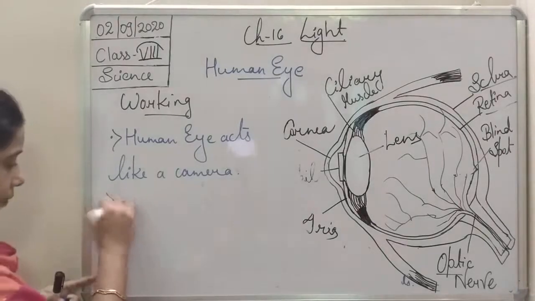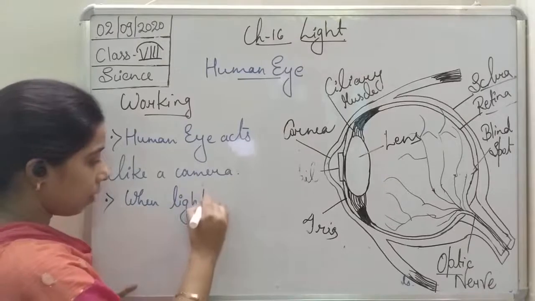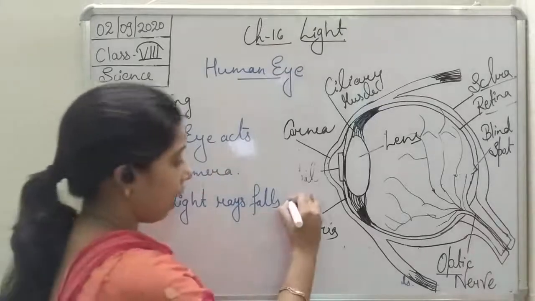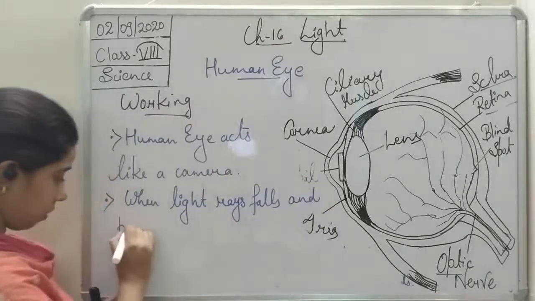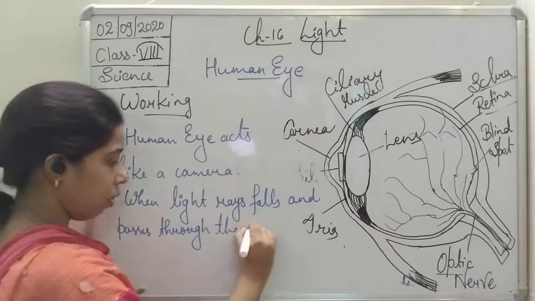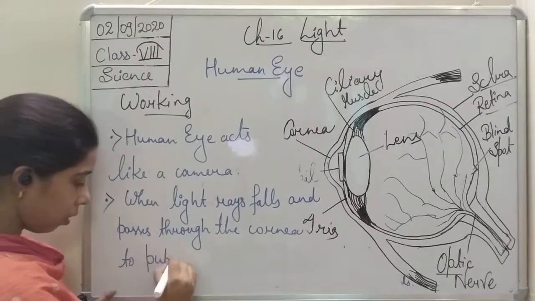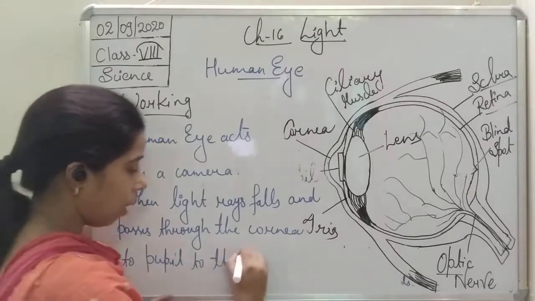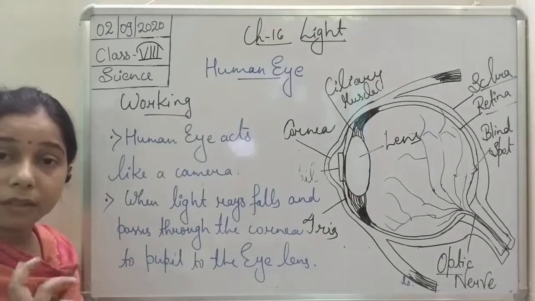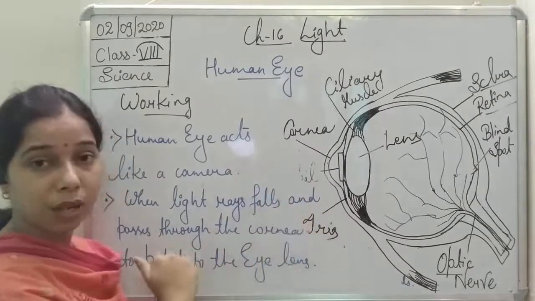Basically, when light rays fall on and pass through the cornea, to the pupil, to the lens. You see, the light rays enter into the eye. From the cornea, they enter into the pupil, and from the pupil they reach the lens.